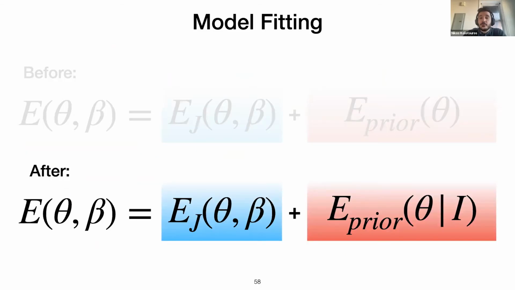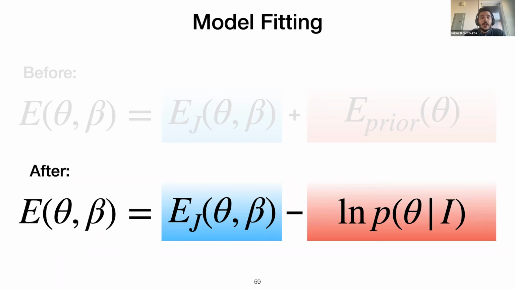What is this new prior term then that we used? Well, it's simply the negative log likelihood of the regressed distribution that we can compute analytically, because we are modeling it with normalizing flows.